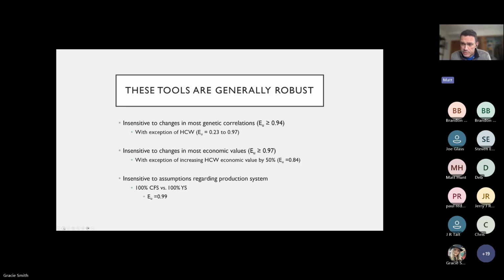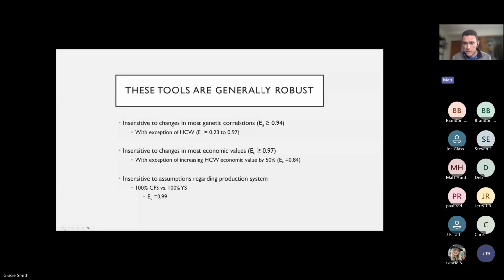And then we saw some sensitivity, but within the bounds of reasonableness, it was very insensitive to those changes. I also looked at changes in the economic parameters for hot carcass weight, and we had to change those by 50% before we saw any sensitivity, right? So the point here is that these tools have been shown to be pretty insensitive or pretty robust to a lot of the changes that we may impose, right? I also looked at whether it was a calf fed or yearling fed system, and that didn't seem to have any impact. Okay, so fairly robust tools.